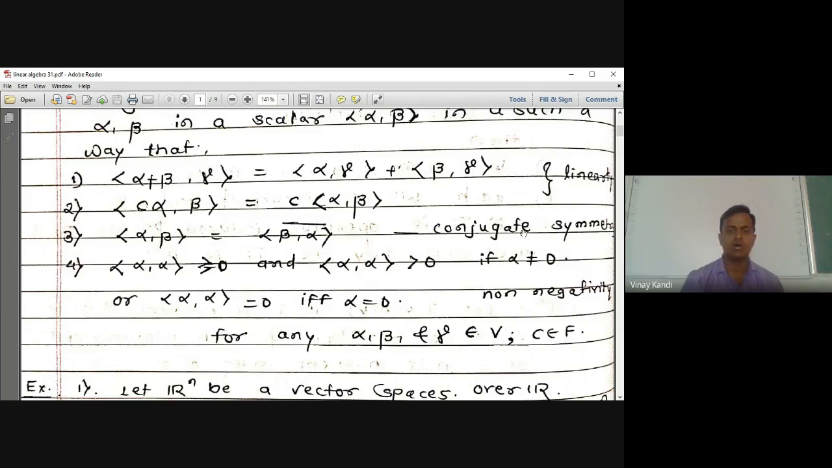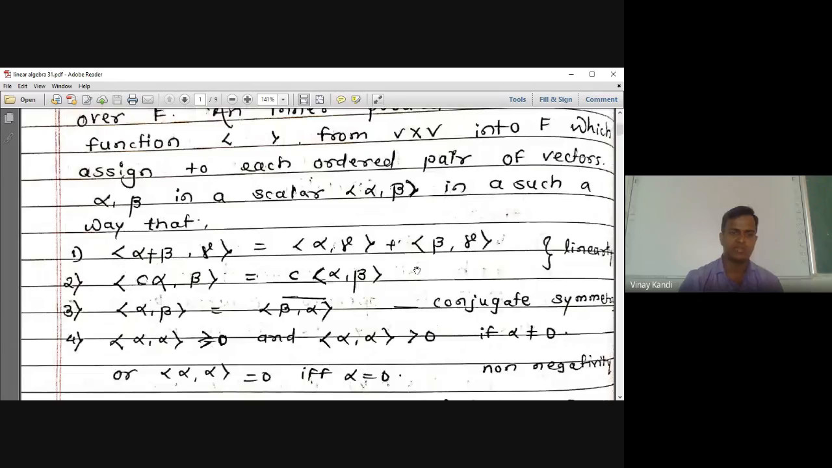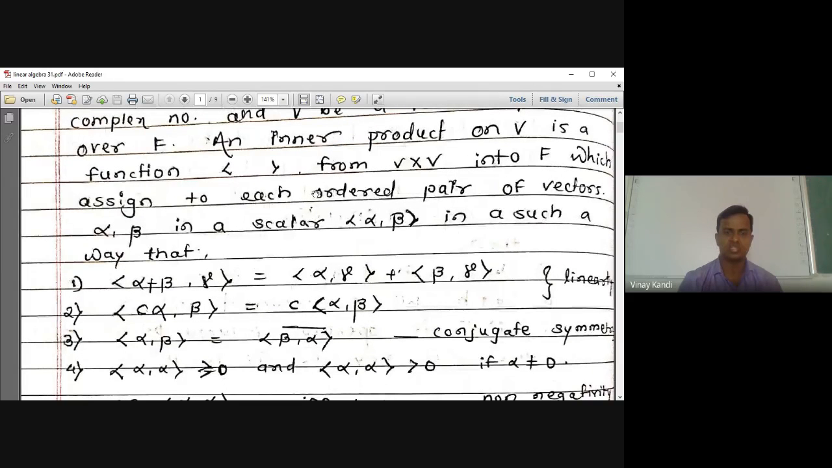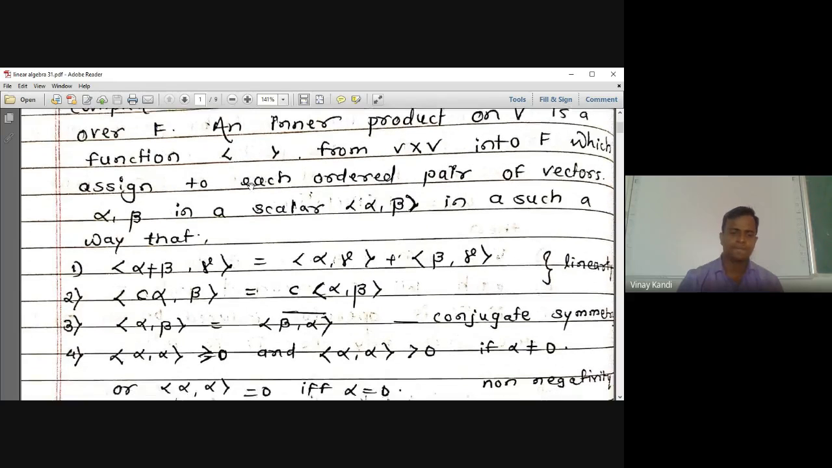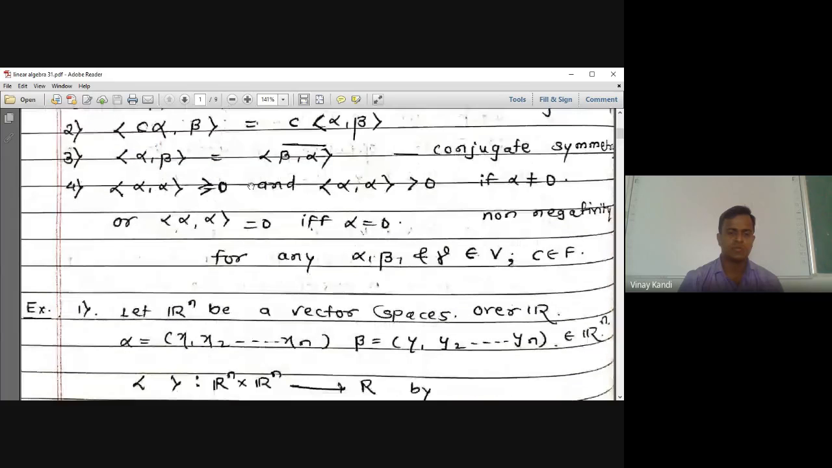Hence, if all these four properties are satisfied by the vector space V over F, then we say that V is an inner product space with the defined function. The inner product on V is a function like this, which we can denote. Now let us look at some examples of inner product spaces.